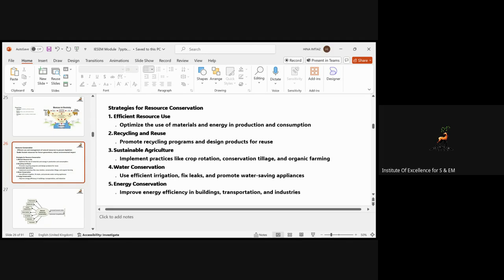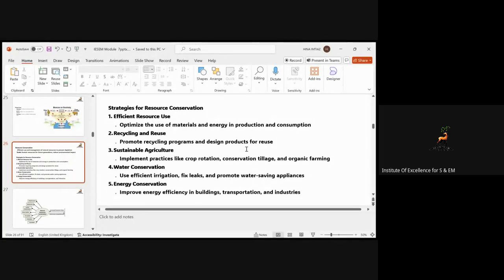The next one is water conservation. You can use efficient sources of irrigation. For instance, you can use reusable water for irrigation, or you can install tube wells through which you can save water when there is no need to irrigate the crops or the land. You can fix the leaks, you can promote water saving appliances and water saving practices, and you can conserve energy by improving energy efficiency in buildings, transport and industries.